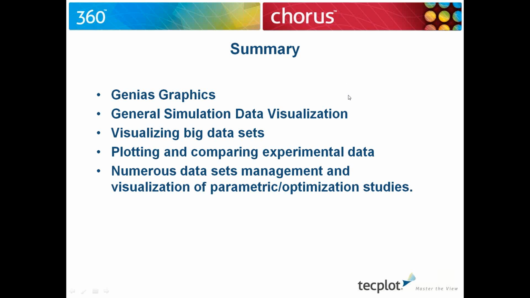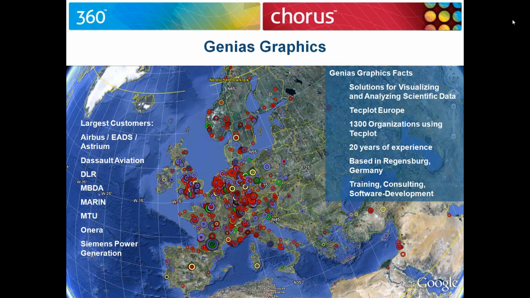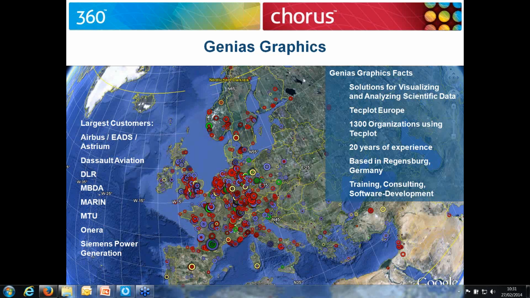So, Genius Graphics. We are the exclusive reseller of Tecplot across Europe and Western Asia. There are more than 1,300 organizations using Tecplot. We have more than 20 years of experience and we are based in Regensburg, Germany. We do training, consulting, as well as software development. Our largest customers across Europe are EADS, Dassault Aviation, DLR, MBDA, Marine, MTU, Yonera, Siemens Power Generation.